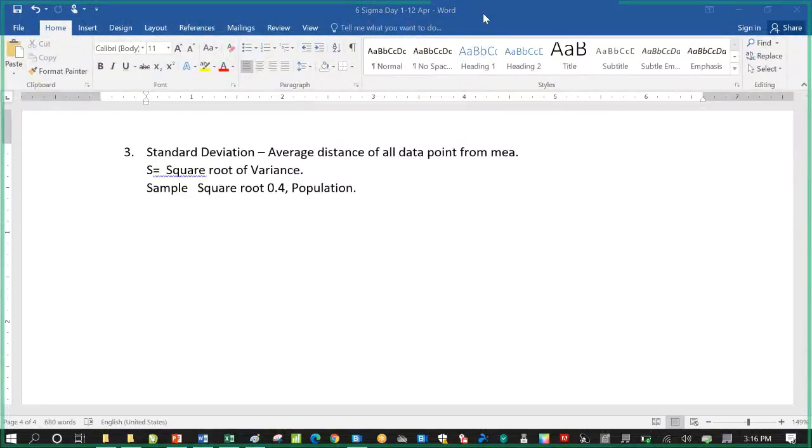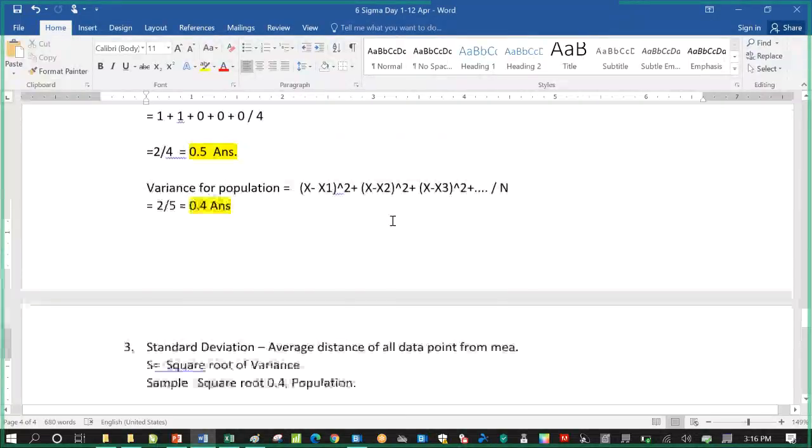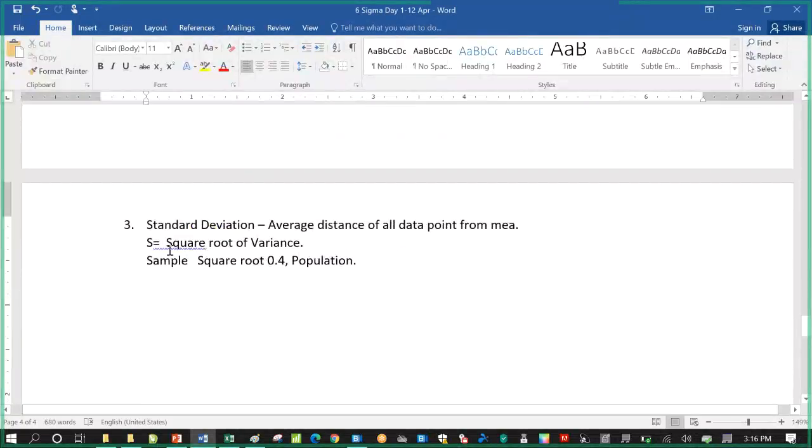So, can you give an example or a clarification as to why variance is by sample and by population?